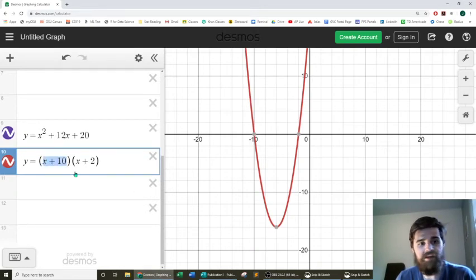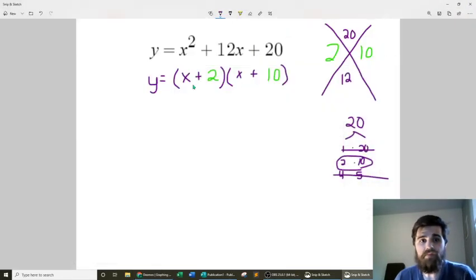You notice I put mine in a different order when I plugged it into Desmos, but when multiplying two things together, it doesn't matter what order they're in. 2 times 3 is the same thing as 3 times 2. But we've just verified that these are the same function. This one is in standard form, that's what we call that. That's where everything's multiplied out. And then this is in factored form.